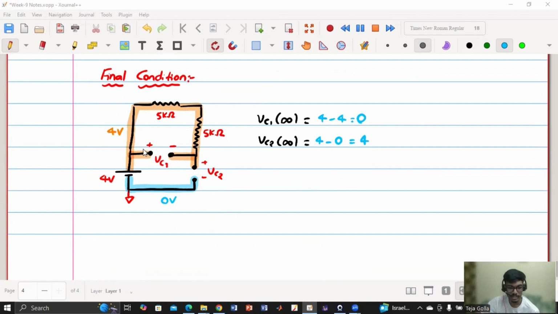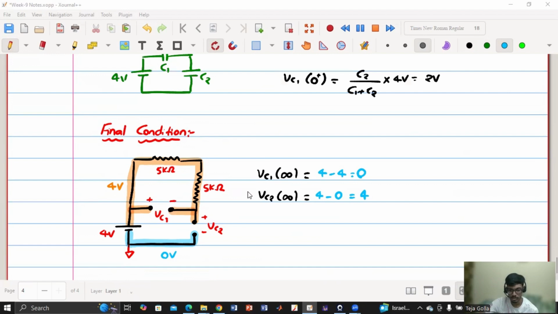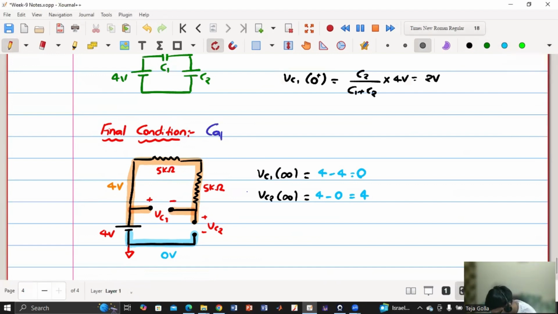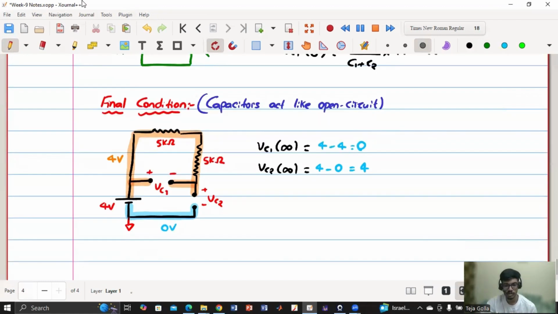Both have reached steady state and no current is flowing. So I have considered this to be open, this to be open. Now for this scenario, what are the voltages across this capacitor, across this capacitor? That is what we are finding. So final condition means capacitors act like open circuit. Because we know that capacitors act like open circuit, we are using that to find the capacitor voltage at t equal to infinity. Is that clear?